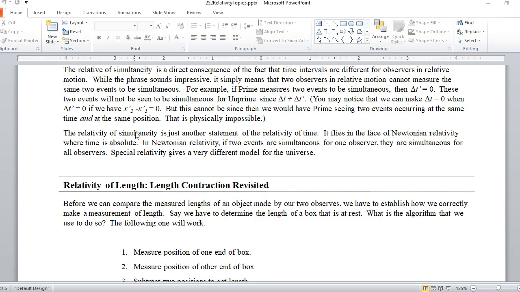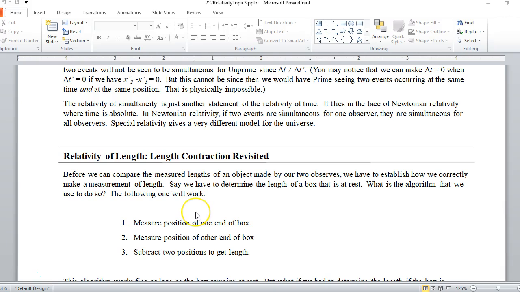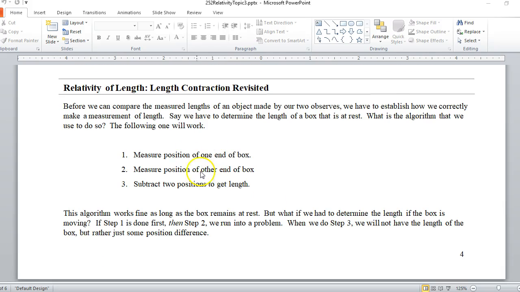All right, getting back to length contraction, you can derive the principle of length contraction equation using the Lorentz transformation equations. However, when you do the derivation, you got to be really careful about how you determine a length. So this is something that I want you guys to remember. When you go to measure the length of an object, usually, in our everyday life, we would use this algorithm. Measure the position of one end of the object, maybe it's a box, measure the position of the other end, subtract, right? And you got the length of the box.